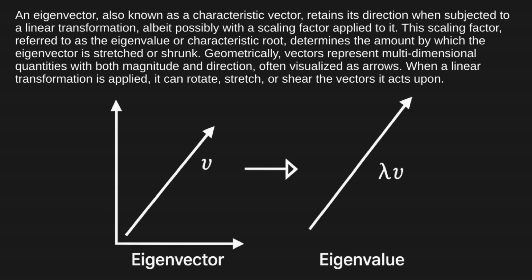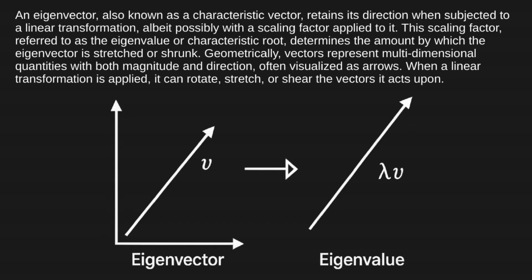An eigenvector, also known as a characteristic vector, retains its direction when subjected to a linear transformation, albeit possibly with a scaling factor applied to it. This scaling factor, referred to as the eigenvalue or characteristic root, determines the amount by which the eigenvector is stretched or shrunk. Geometrically, vectors represent multidimensional quantities with both magnitude and direction, often visualized as arrows.